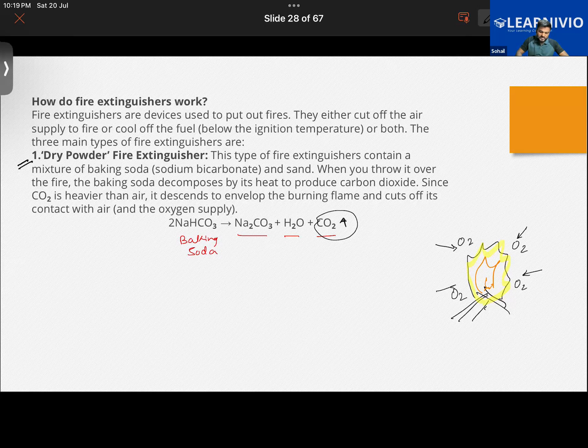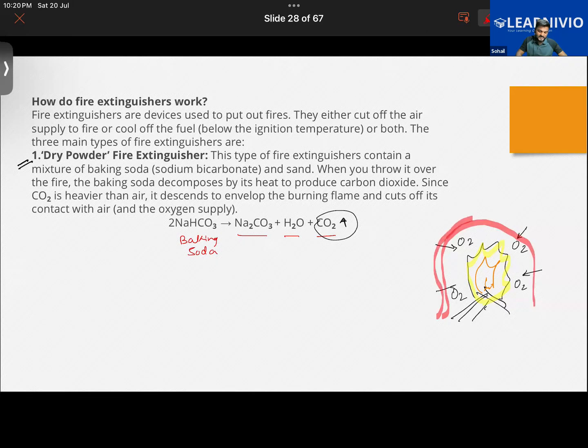So in order to turn it off, in the first case, we use the dry powder fire extinguisher. Basically, a mixture of sand and baking soda is thrown over it. Sand also helps to extinguish the fire. So you can use sand, or you can use a mixture of sand and baking soda. Thereby, carbon dioxide gas will be released, and being heavier than air, it will form a blanket over it.